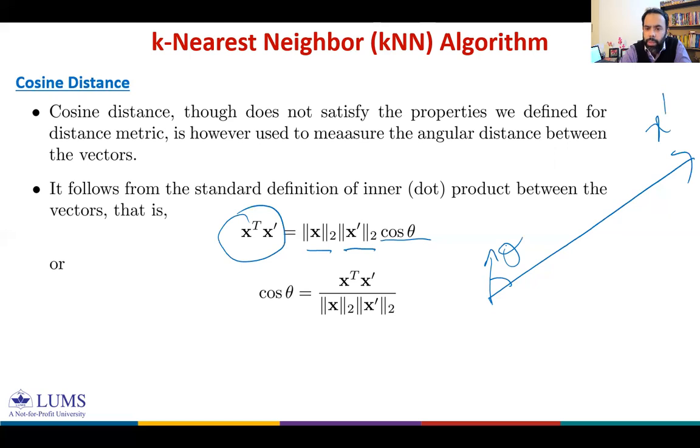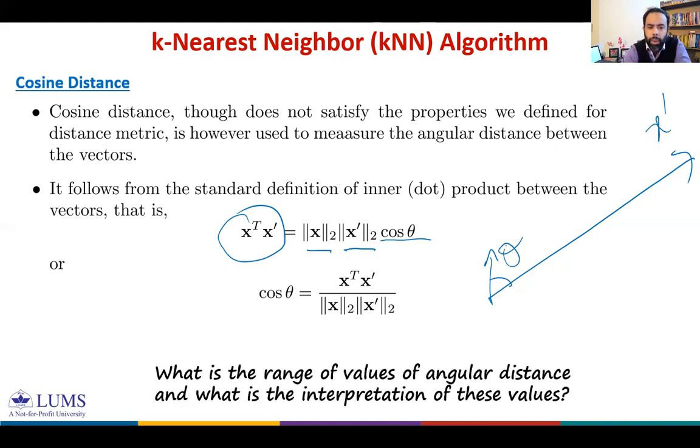What is the range of values of cosine? Cosine takes values from -1 to 1, right? And how do you relate this distance with the angle, or how do you interpret these values? Let me take an example. If you have two vectors and the angle between them is 0, then cosine of 0 is 1. So this is cosine distance 1, cosine distance 0, and cosine distance minus 1.